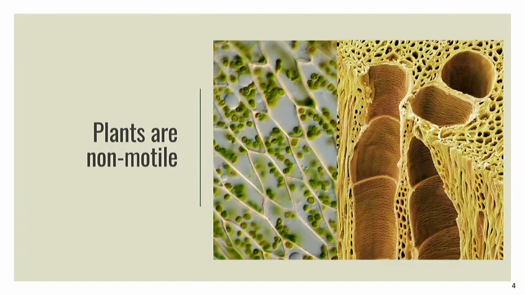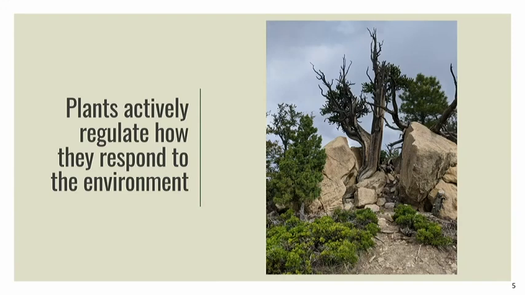I show both of these because this is the reason why plants are non-motile, right? They have really rigid cell walls. It allows for structure, allows for trees to grow many meters, hundreds of meters into the air, but it prevents them from moving. They are rooted in place. But lest you think that plants are passively members of the water cycle, they are living. And so they are able to actively regulate how they respond to their environment.